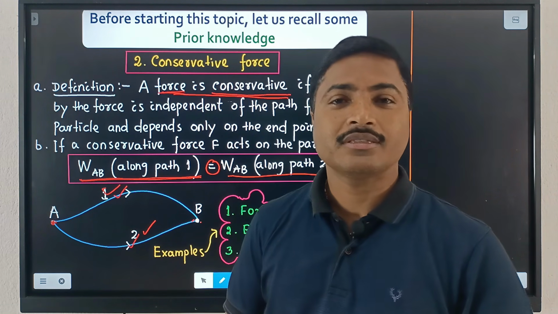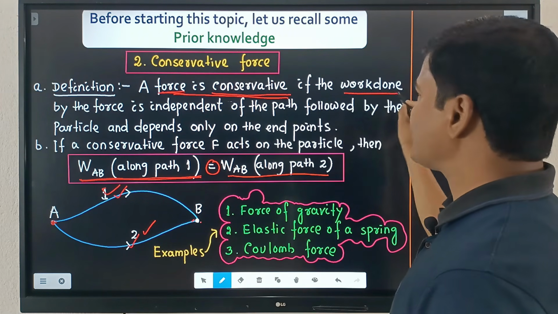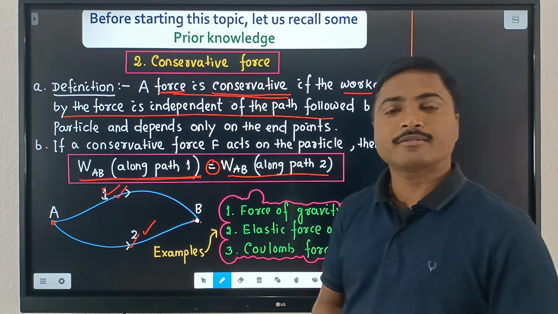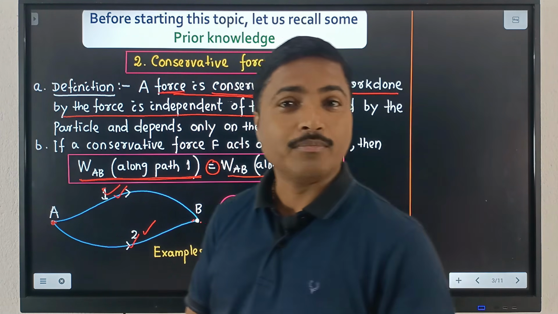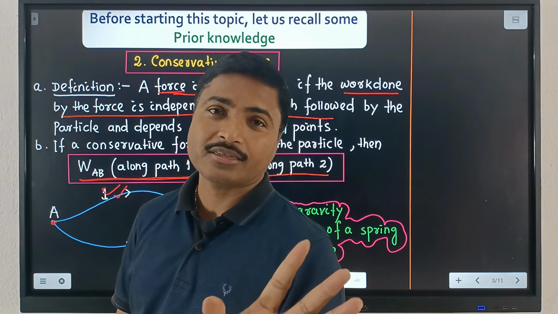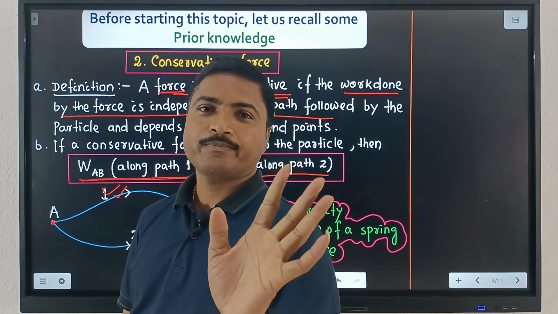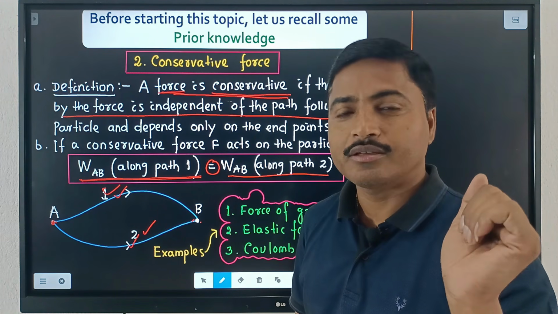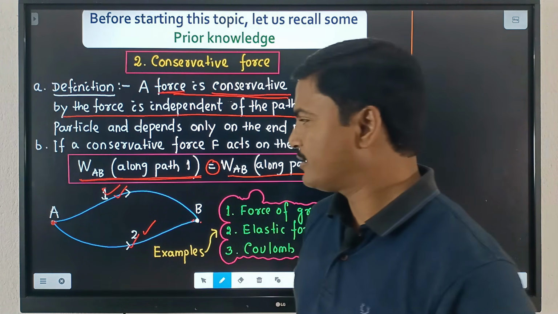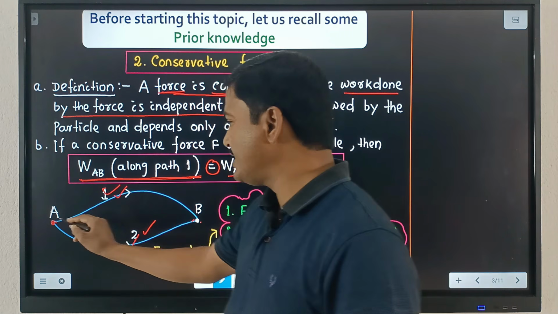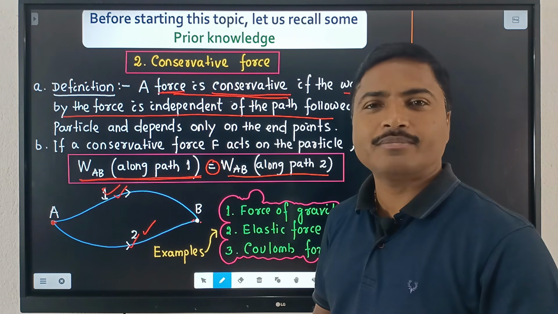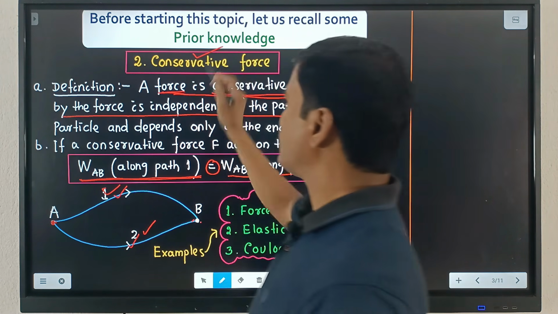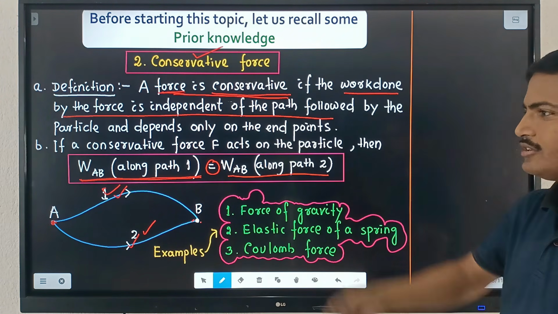That means work done by the force is independent of the path. If work done by the force does not depend on the path, then we say that work done by the force only depends on the initial point and final point. And this type of force is known as the conservative force, and this is the definition of the conservative force.